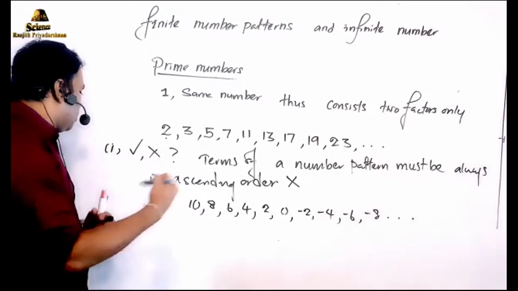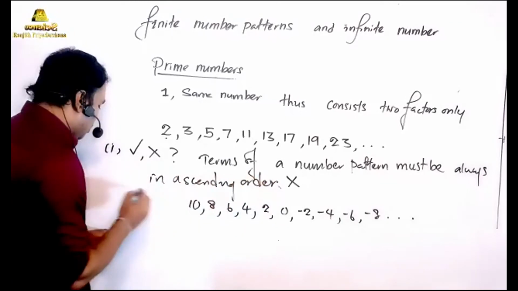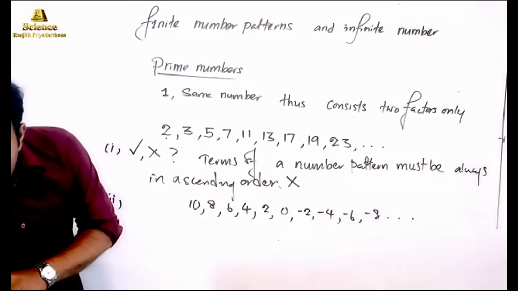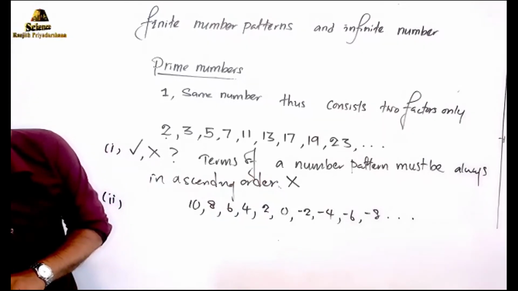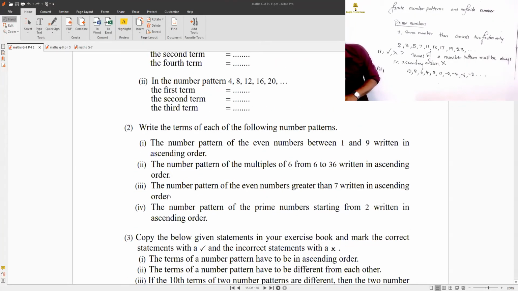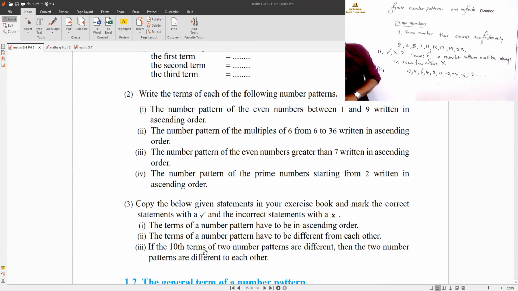So we can take the first statement as wrong. Second statement, let's consider. Look at this. The terms of a number pattern have to be different from each other.